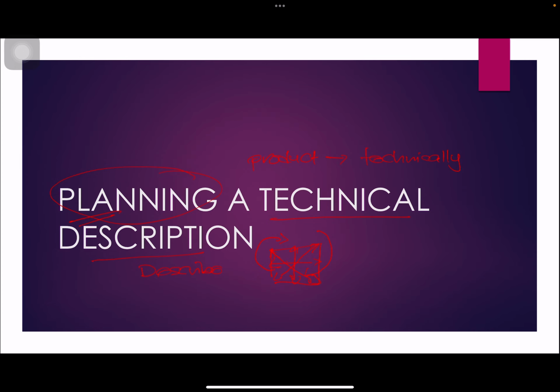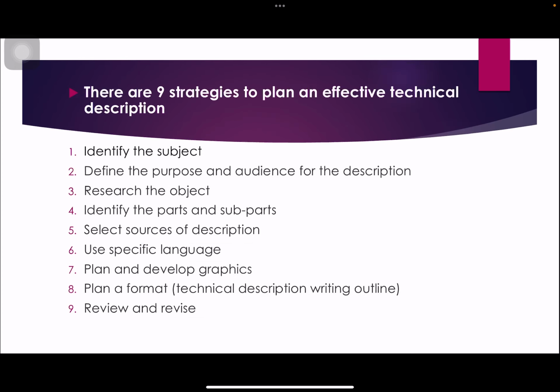So how to plan for it? Right, so there are basically 9 strategies to plan an effective technical description. So number 1, you need to identify the subject or the product. Okay, so what is the product that you want to present? Okay, so what is a product? All right, and then you need to be very specific about the product.